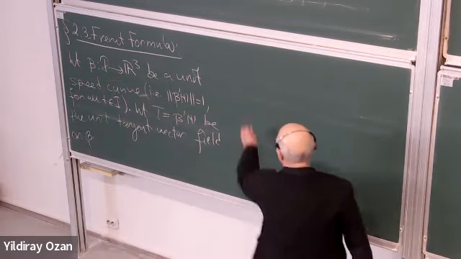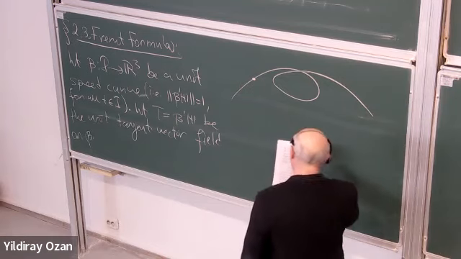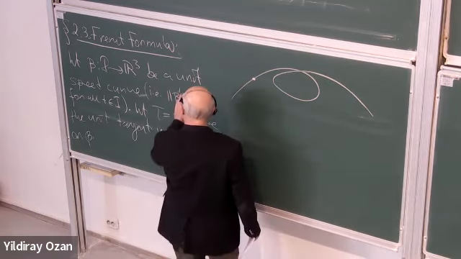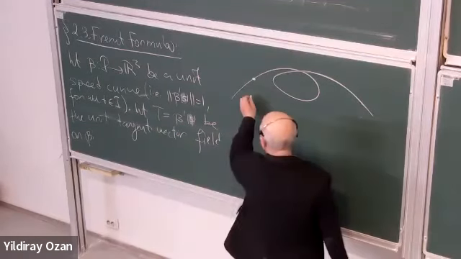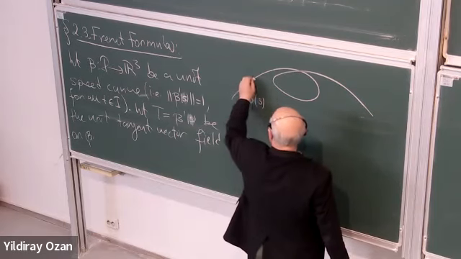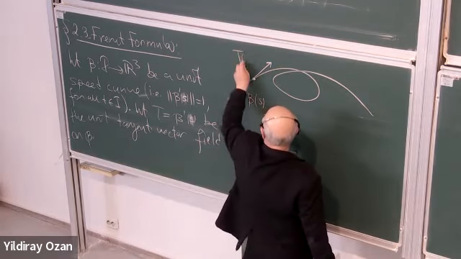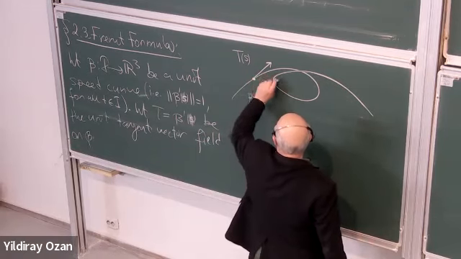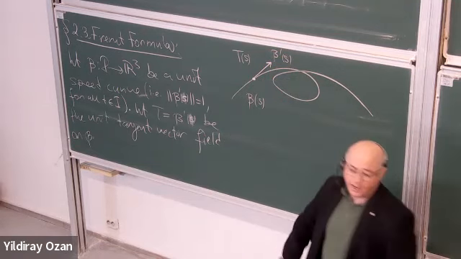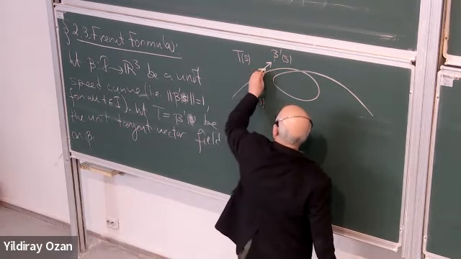So what we mean is this. At any point here, since it is unit speed, we use the parameter s instead of t. So this is beta s, and let's say this is the unit tangent vector T(s). The tangent vector is actually beta prime s. The unit tangent vector is the vector which is in the same direction but has length one.